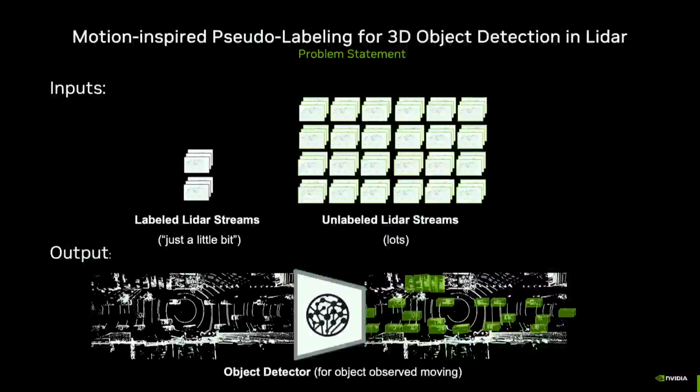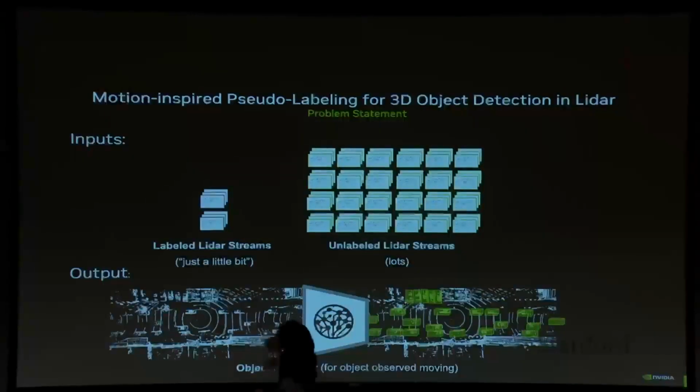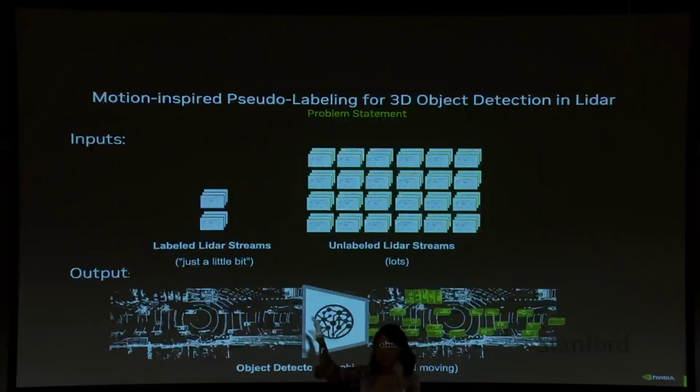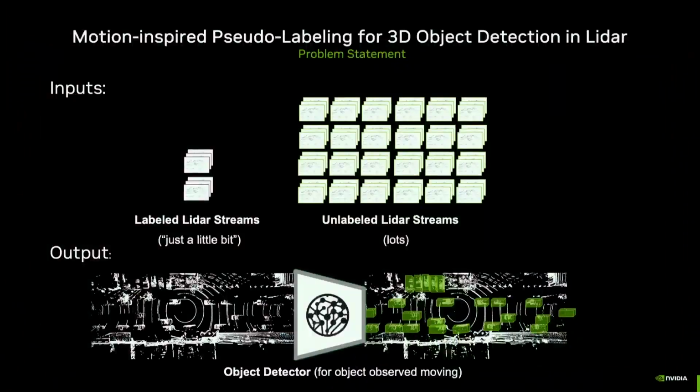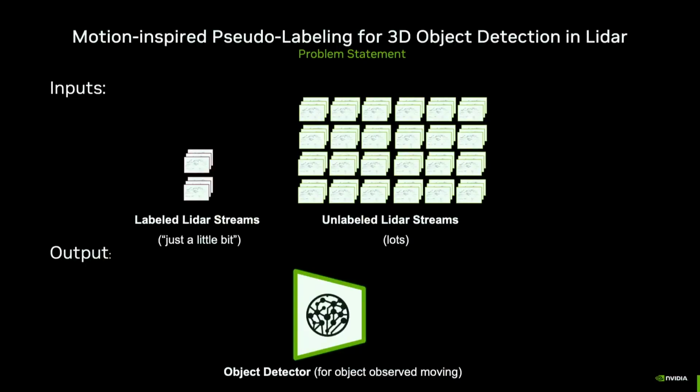We're going to do what we call motion-inspired pseudo-labeling, which requires a little bit of labeled LiDAR streams. So we do need a little bit of LiDAR data annotated. But the great benefit here is that we're going to use tons of unlabeled LiDAR data. Our goal is to train an object detector, a car detector, for example, that is just going to be trained on observed moving objects. So let's see how this works.